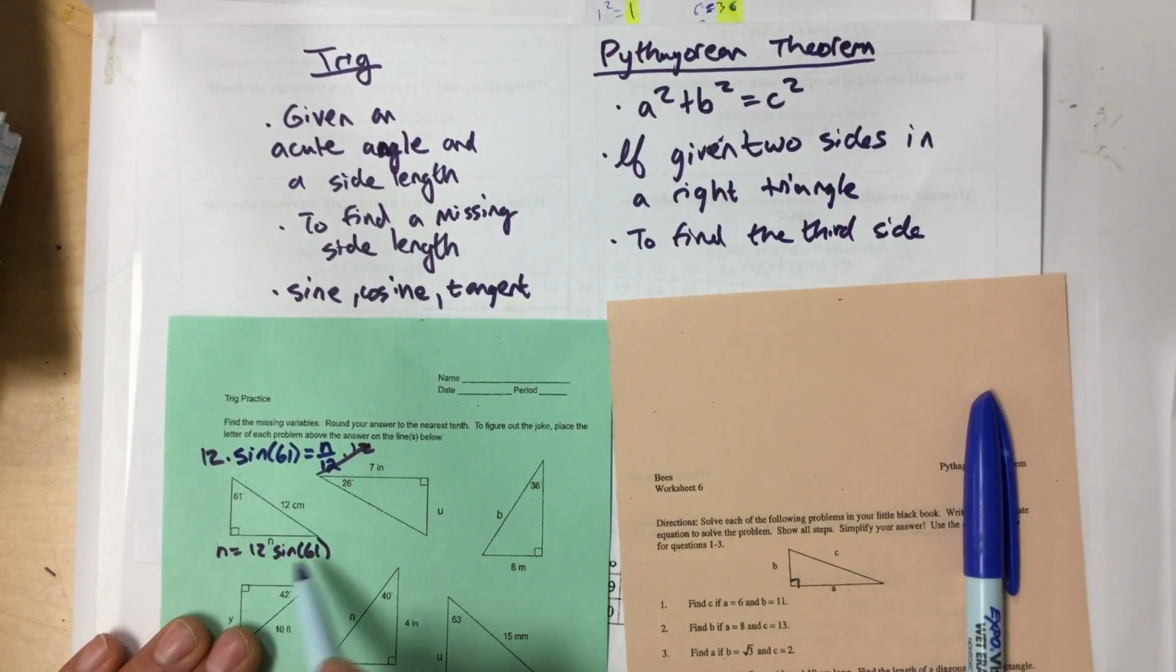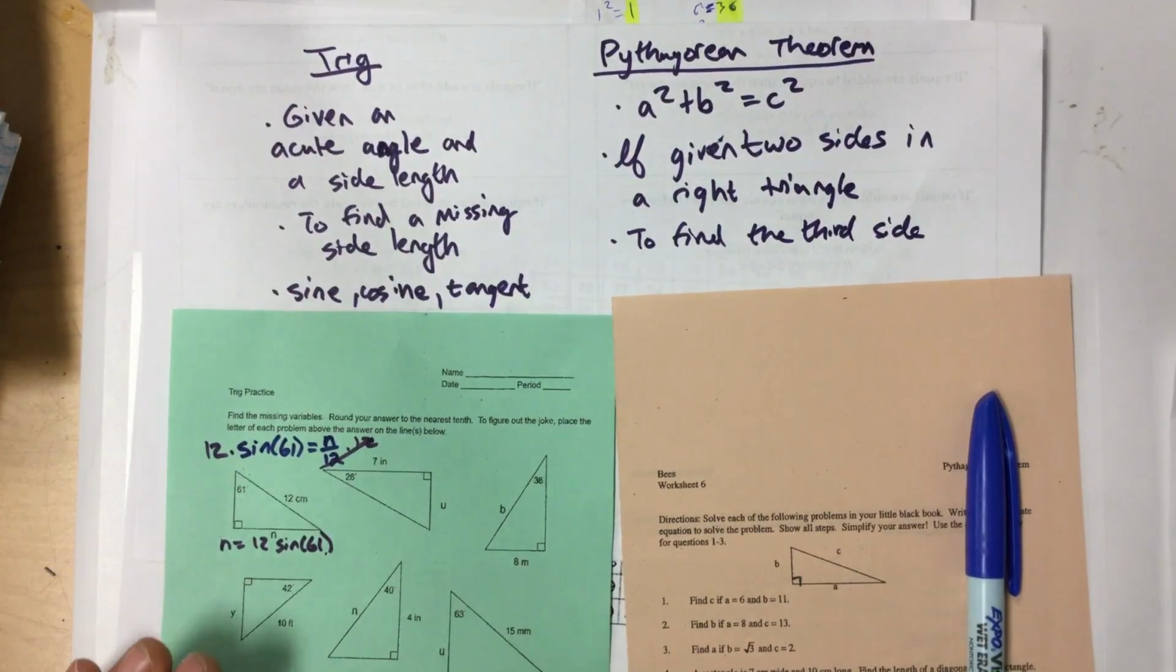Be careful to put the 12 on the left. If you put it on the right and inside the parentheses by accident, it will multiply before taking the sine of that angle, and it'll give you an incorrect answer. So if you type this into your calculator, you'll get the answer.